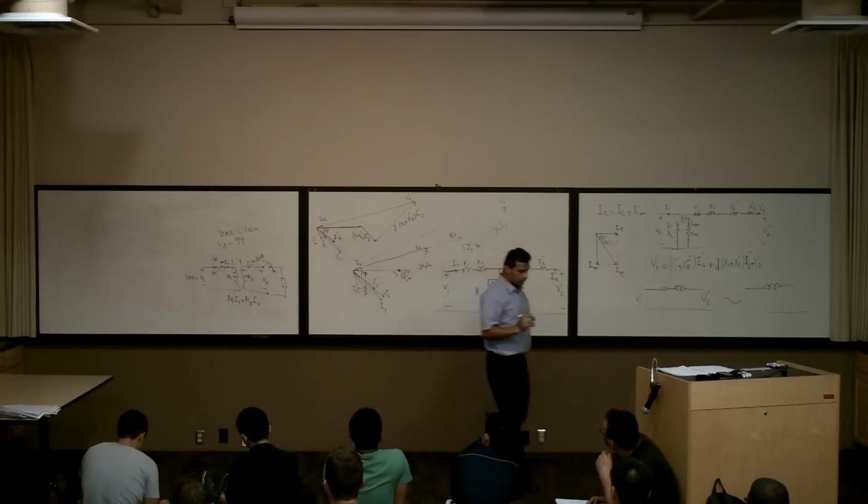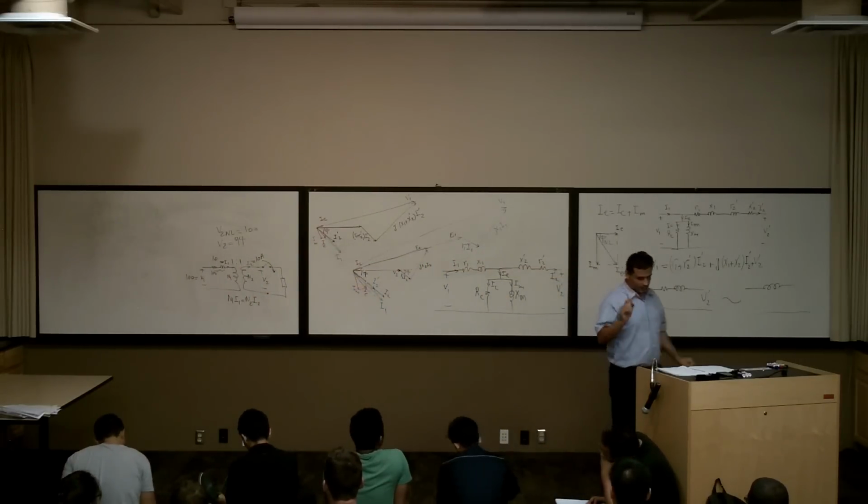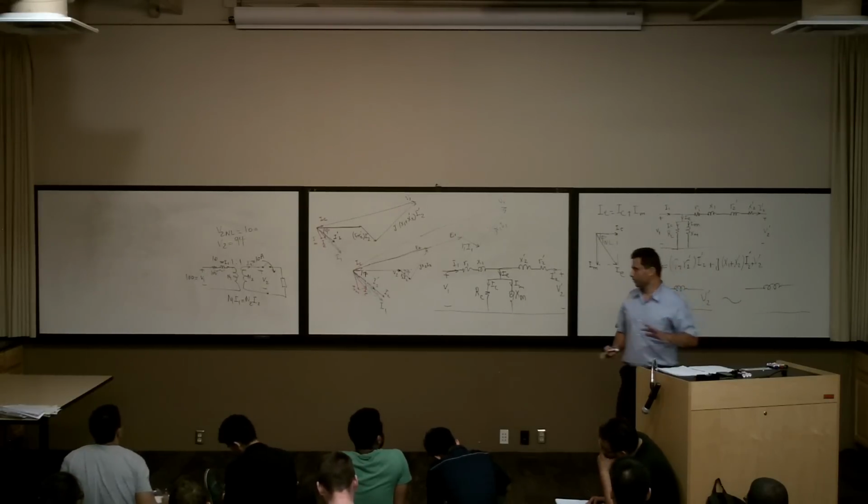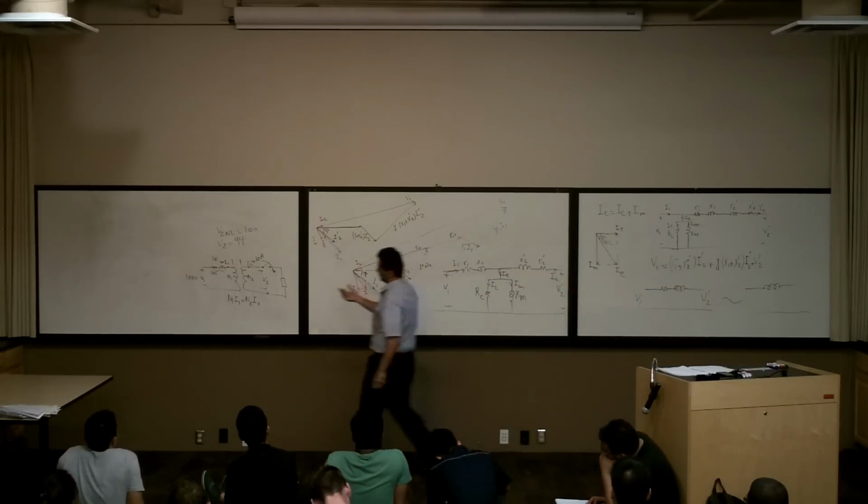So, for an ideal transformer, how much voltage drop do you have? If it's ideal?